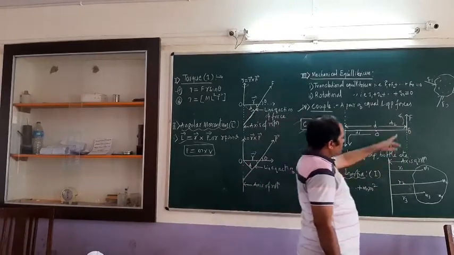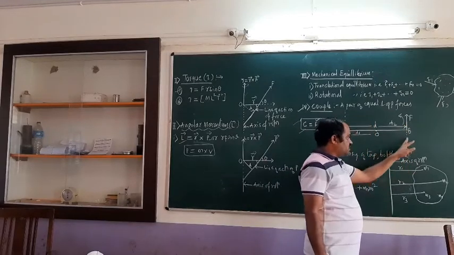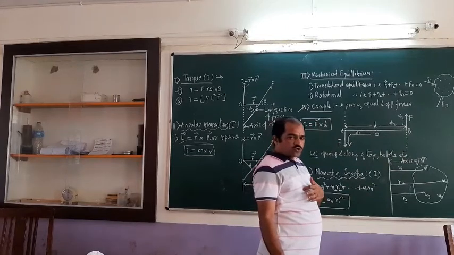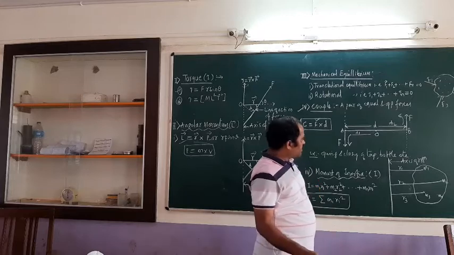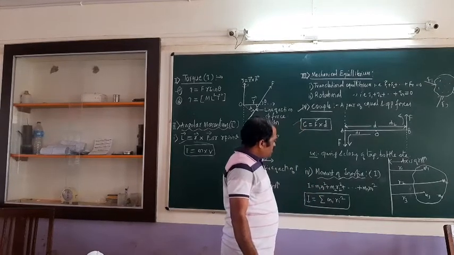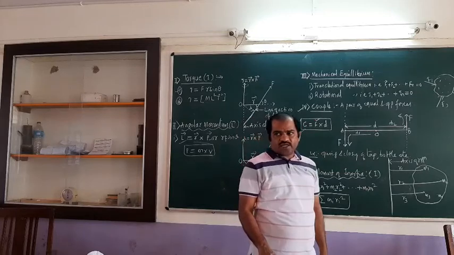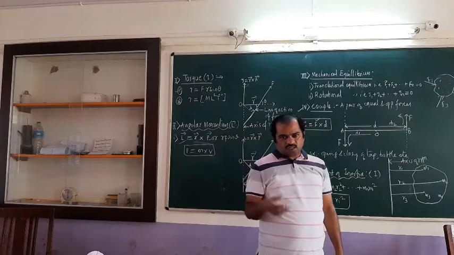But instead of this, suppose this force is in the downward direction, and this force is also in the downward direction, then the body is going to be in rotational equilibrium. Okay? Yes. Then, examples for the couple. We have come across different examples like rotation of the lid of the bottle.